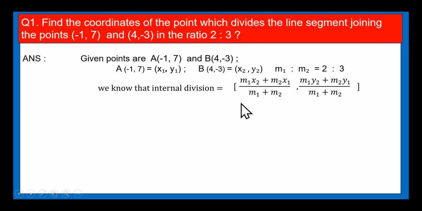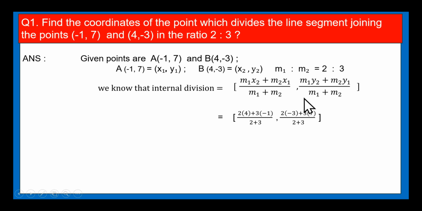Now let us substitute the values. Here m1 into x2. What is m1 here? You just observe, m1 is equal to 2 into x2, x2 is equal to 4, 2 into 4, plus m2 x1, m2 is 3 into x1, x1 is -1, 3 into -1, by m1 plus m2. m1 plus m2 is 2 plus 3.